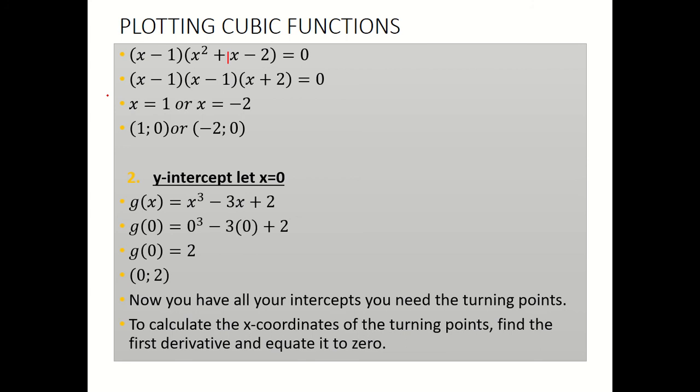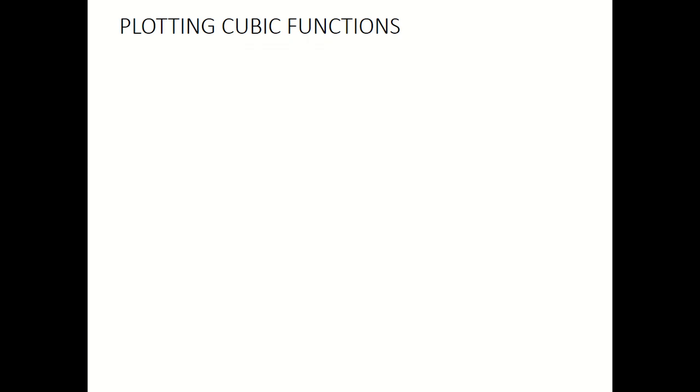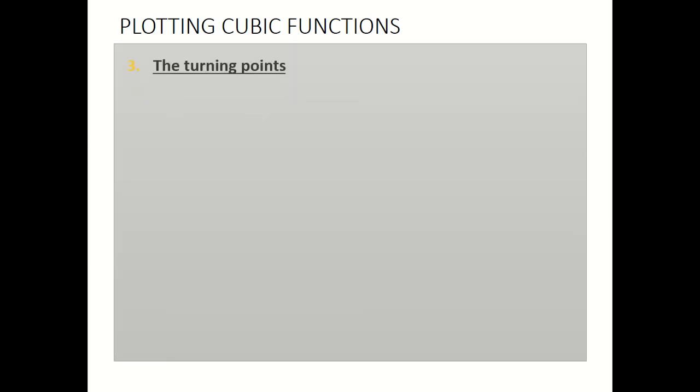Now I have found the intercepts. All I need to do is to find the coordinates of the turning point. Immediately I mention the turning point, please, you need to put this into your brain. Turning point, first derivative equated to 0, solve for x, period. And then whatever x value you get there, you substitute it into the original equation.